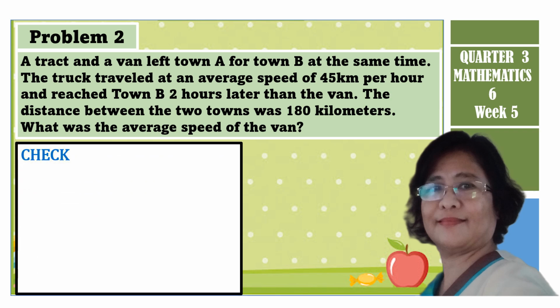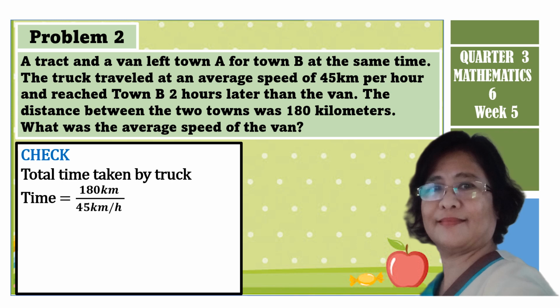Let us now check if our answer is correct. Using the unknown numbers from a while ago, the time taken by the truck is unknown. To find the time taken by the truck, just divide the distance over the speed. So the distance is 180 kilometers divided by 45 kilometers per hour, the speed of the truck. The time spent is 4 hours.